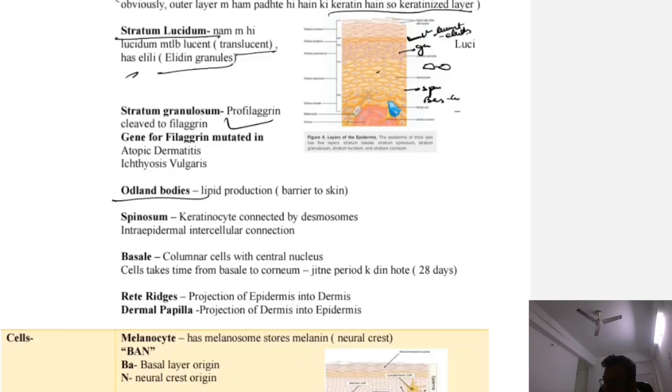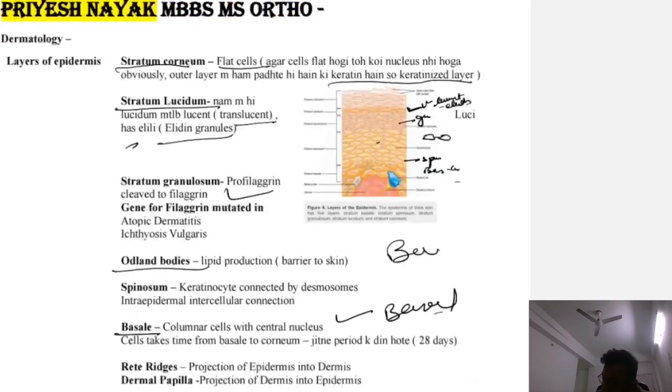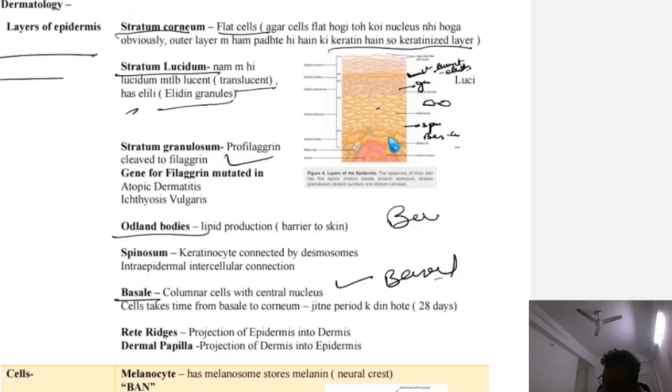Then next is Odland bodies. Odland bodies are present in stratum granulosum, which act as a barrier to skin. We have stratum basal, which has columnar cells with a central nucleus, present at the basal layer. So now we have the 5 layers: corneum, lucidum, granulosum, spinosum, basal.